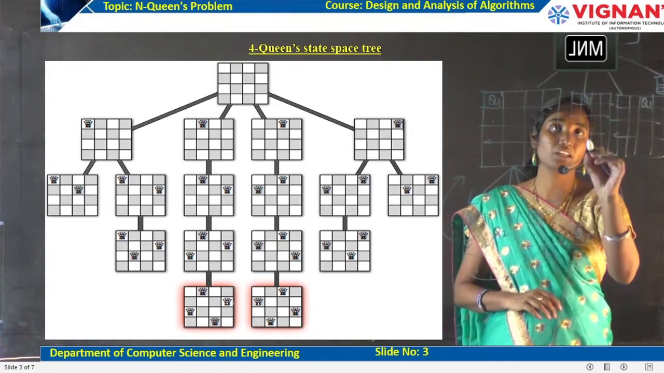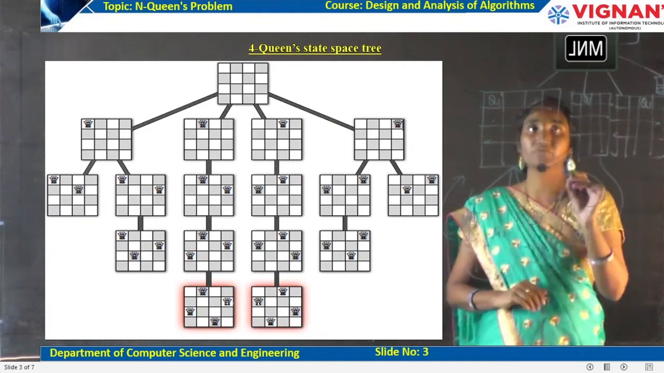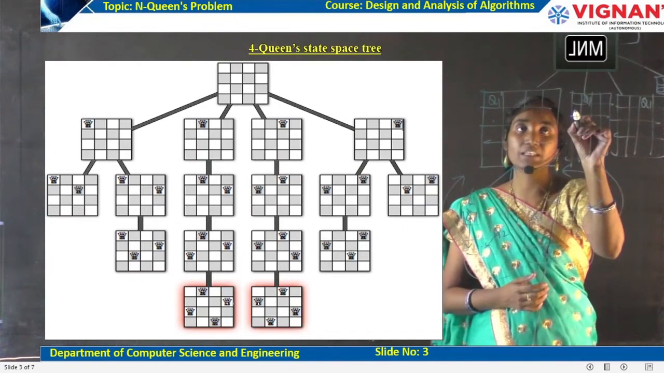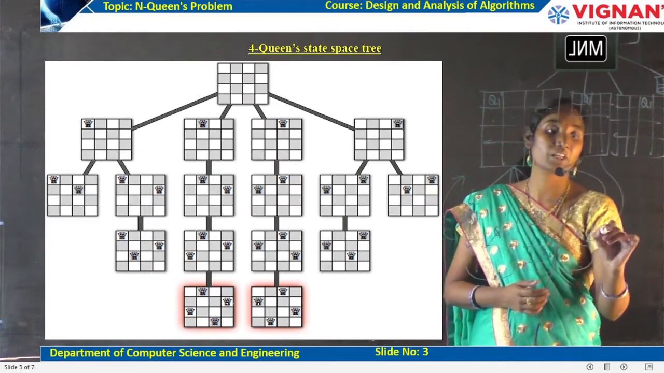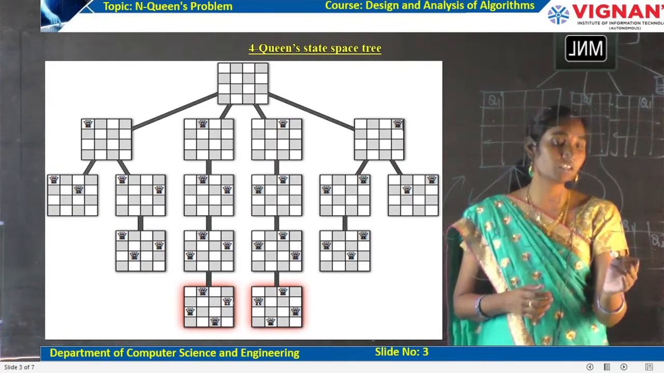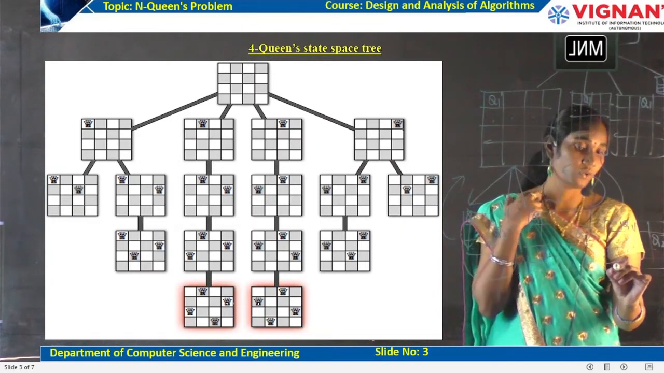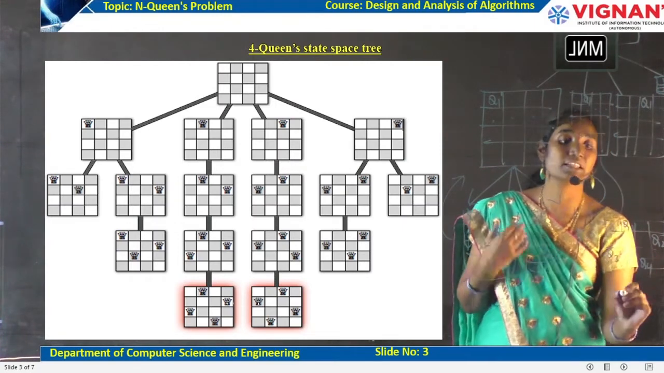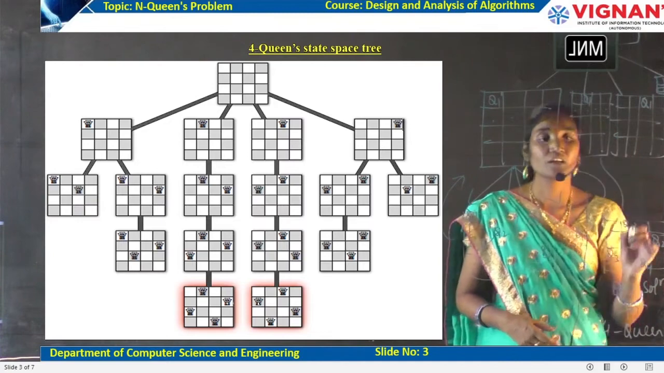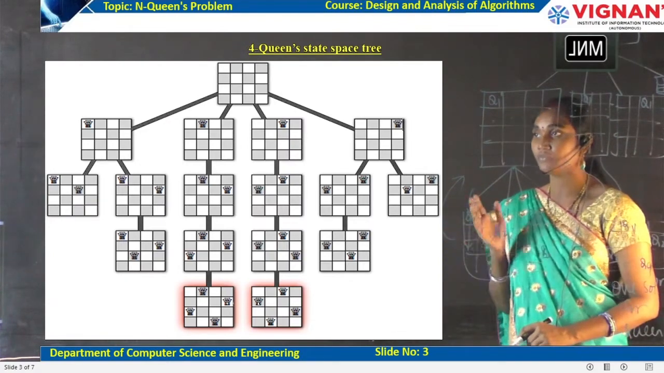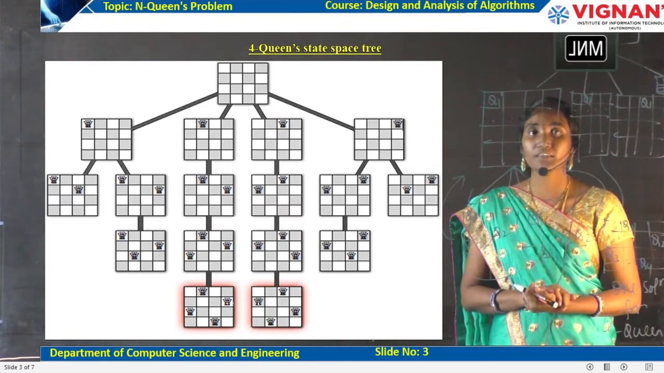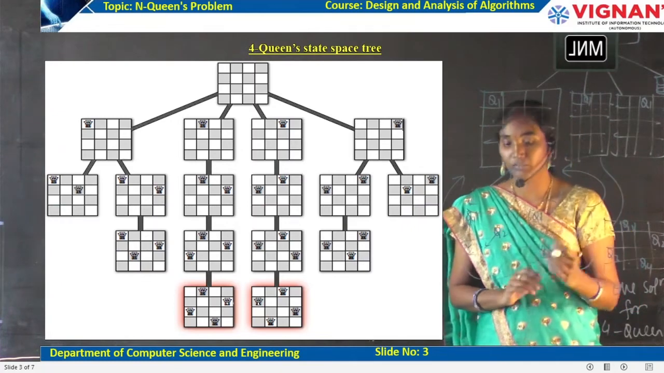Now I have changed this path, as I could not find the solution, and now I am changing my q1 to this place. Again, can I place q2 here? No. Here no, here no, here yes, I can place it there. So now q1 and here is my q2. Coming to q3, shall I place it here? Yes. Now coming to q4, here no, here no, here yes. So this is one of the solutions for the 4 queen problem. Likewise, in this figure I have shown you the 2 solutions for the 4 queens problem, and this is the state space tree for the 4 queen problem.